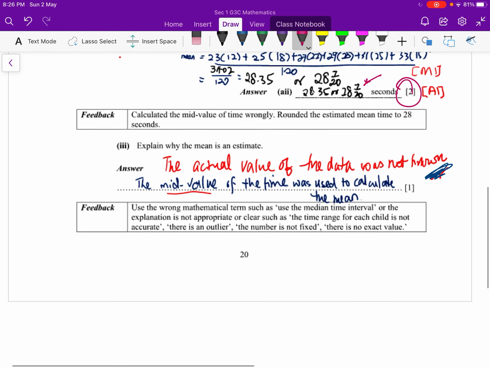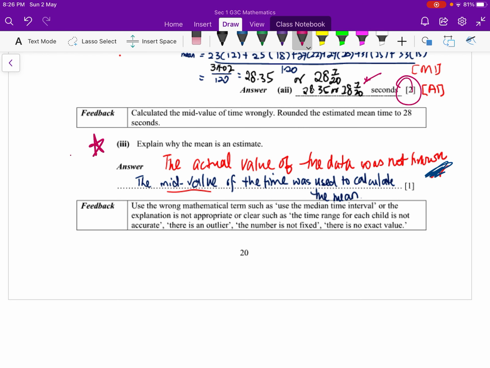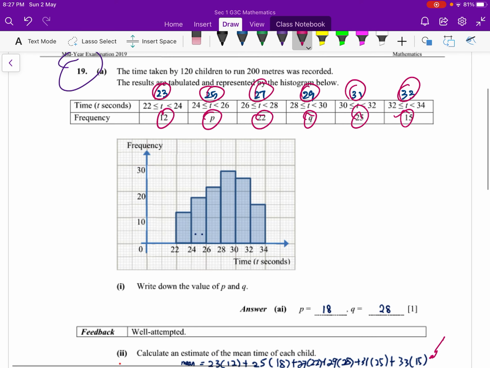So explain why the mean is an estimate. So put a star over here. Very popular question. This mean is an estimate, okay, because of the nature of the group data. By gathering the data and presenting it in groups, we lost all the raw information. We don't know how many people exactly ran, for example, 22 seconds, exactly how many ran 23.5 seconds, but they're all grouped together under the frequency of 12.